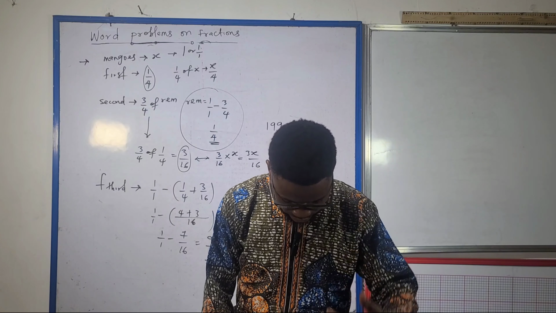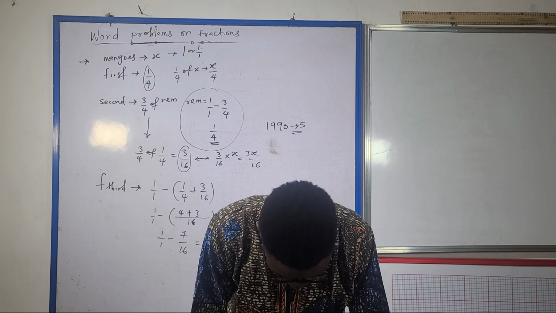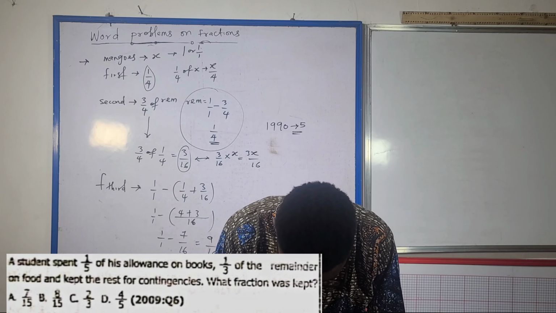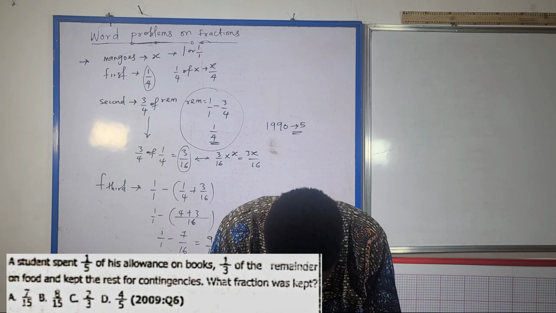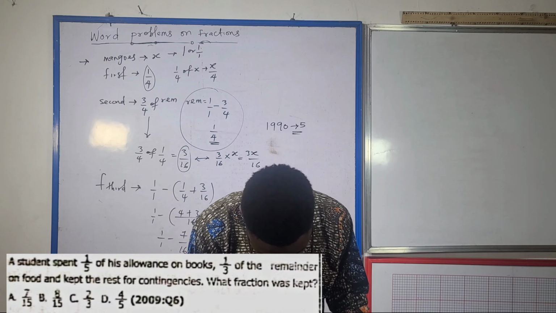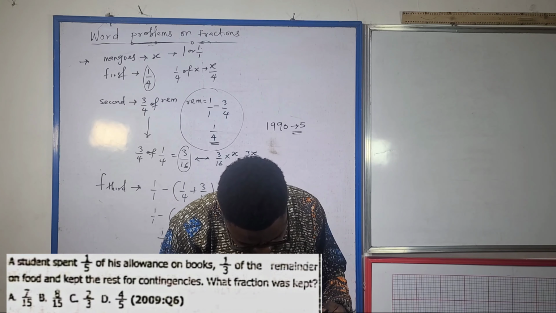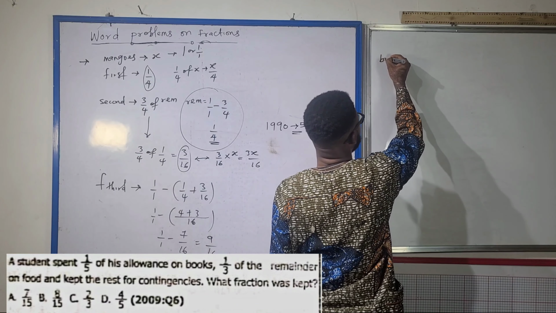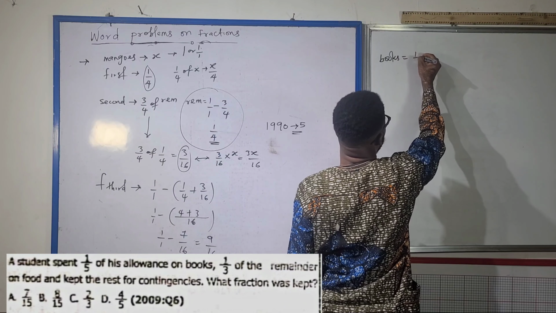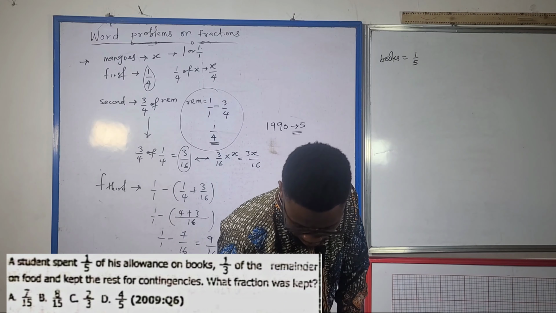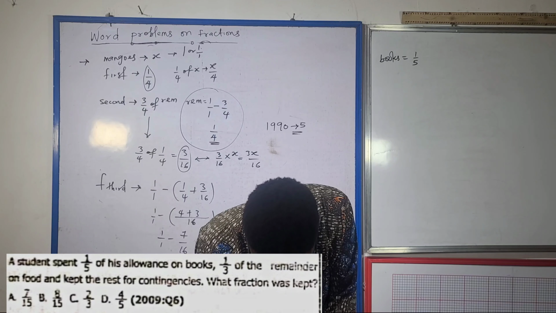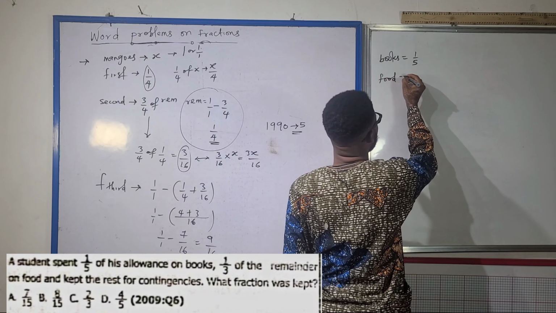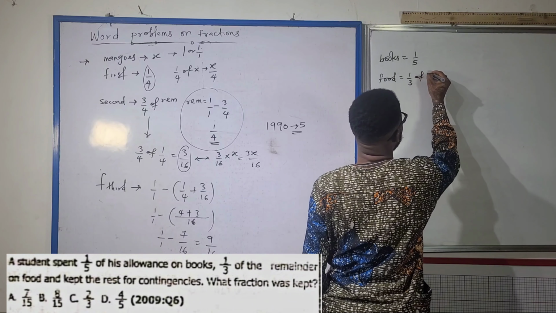A student, as you can see on your screen, spent 1/5 of his allowance on books, 1/3 of the remainder on food, and kept the rest for contingencies. What fraction was kept? Very easy and direct question. A student spent 1/5 of his allowance on books, here is 1/5, okay? And 1/3 of the remainder on food. So food here is 1/3 of the remainder.